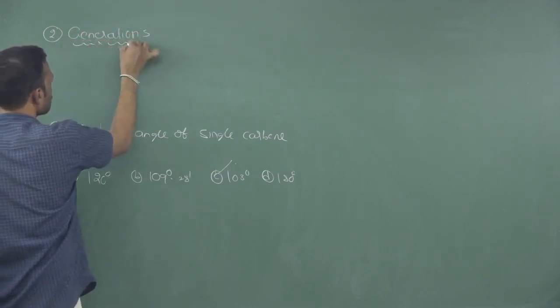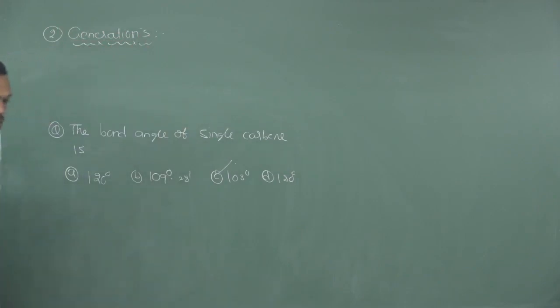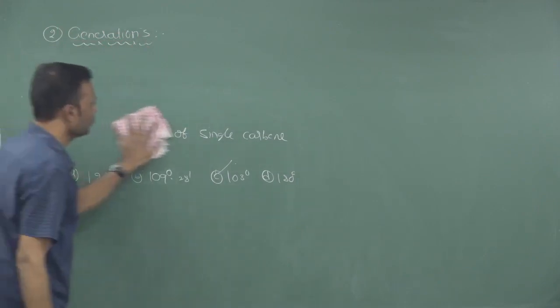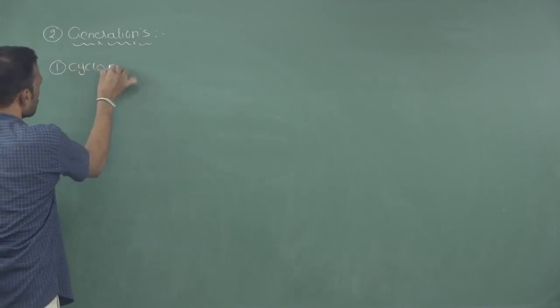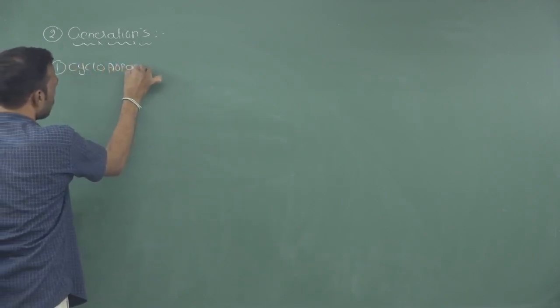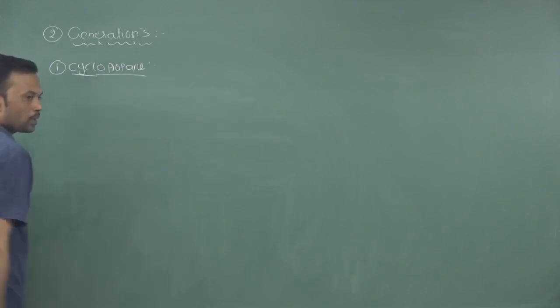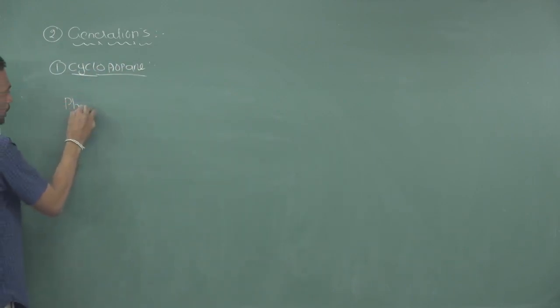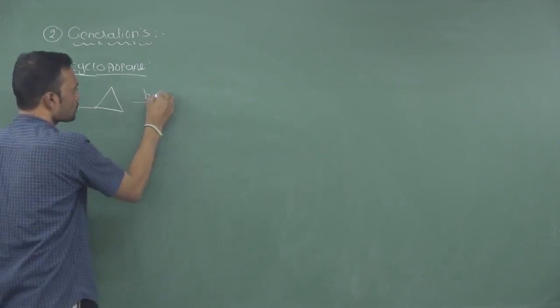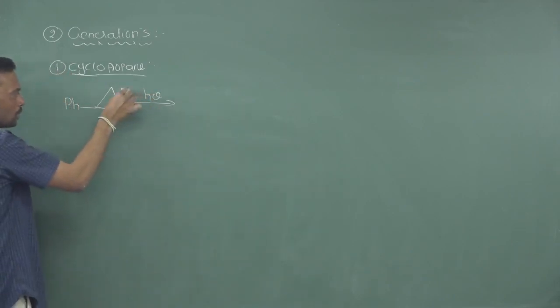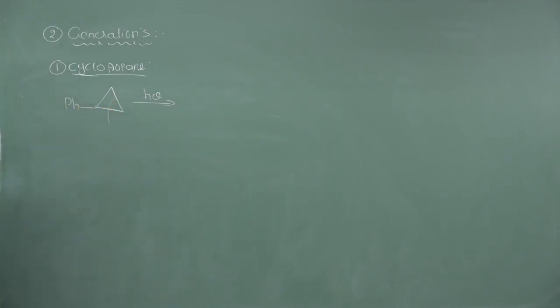Generations of carbene. How to generate a carbene? Okay, so first I will start with cyclopropane. Photolysis of cyclopropane always leads to the formation of a carbene. See, I am taking an aromatic ring and this is cyclopropane, right? Cyclopropane on photolysis. Now try to remove the carbene, the unstable carbene should be removed out.